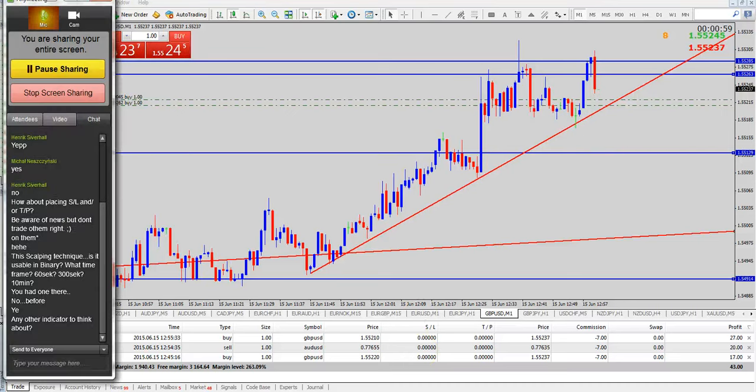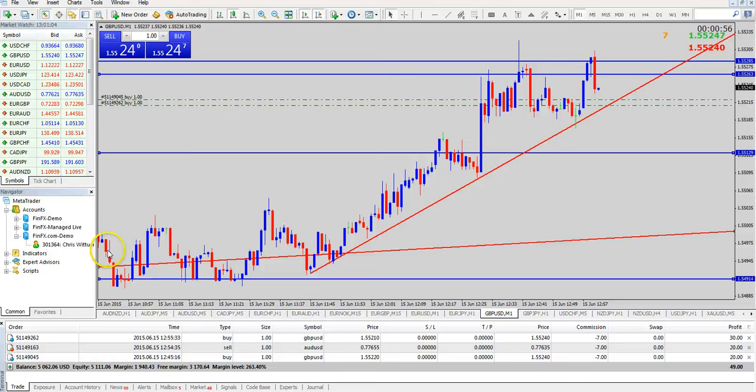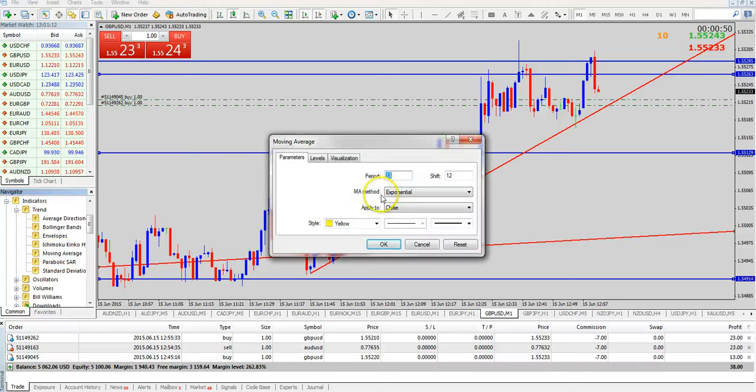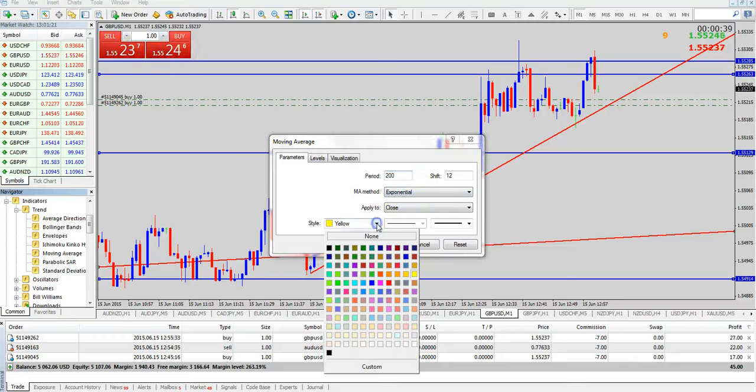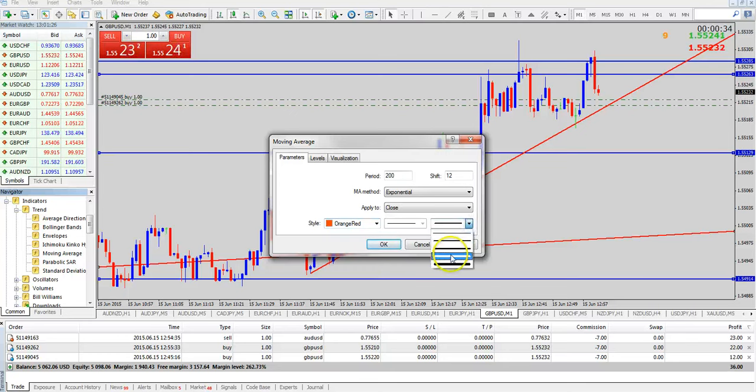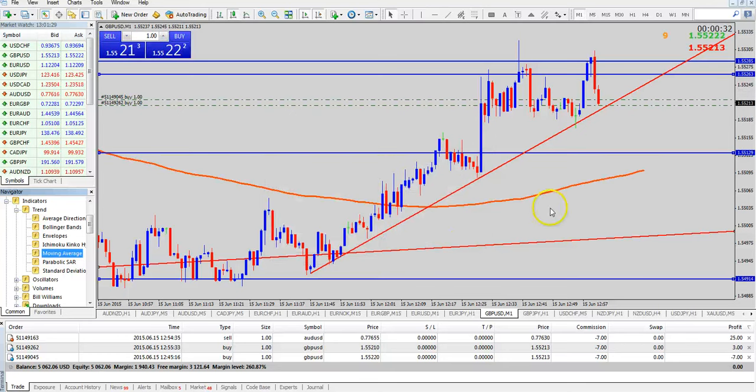So the question was, any other indicator I could think about? Yes, there's one more that's very useful. It's the moving average. And the one that's really good is obviously the 200 EMA, which is exponential moving average. It'll show you the trend. The trend is your friend. So as you see, this is an uptrend. Candles are trading above 200 EMA.